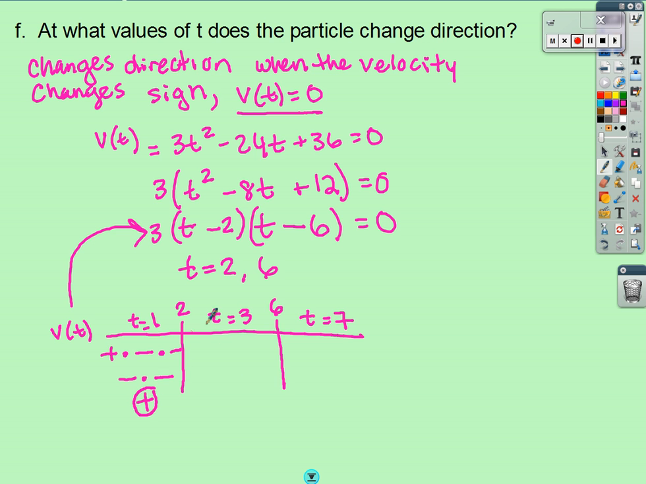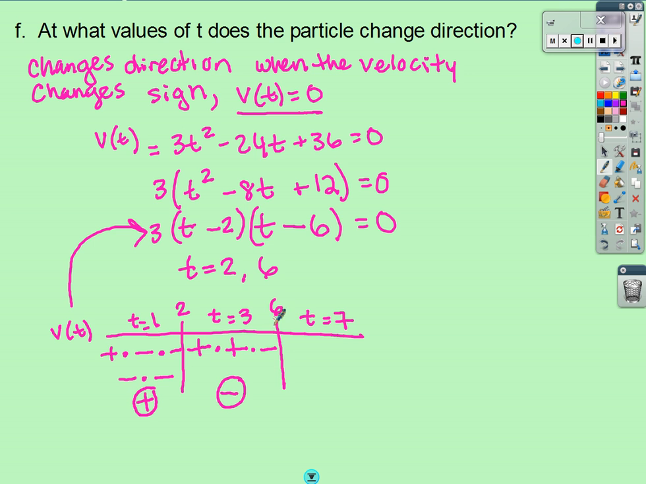We want to check to make sure the sign changes after 2, because when the sign changes, the object is changing direction. So I'm going to plug 3 into the factored form. This 3 is always going to be a positive factor. Plug in 3: 3 minus 2 is a positive factor. 3 minus 6 is a negative factor. So a positive times a positive times a negative is going to be a negative. So in fact, it did change sign. Therefore, the particle is going to change direction when time equals 2.